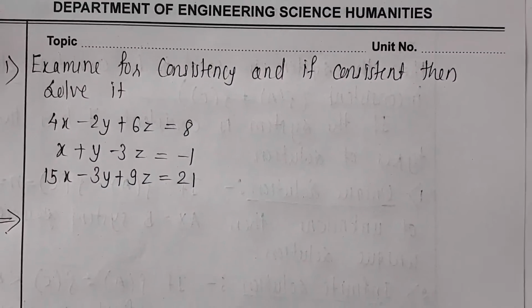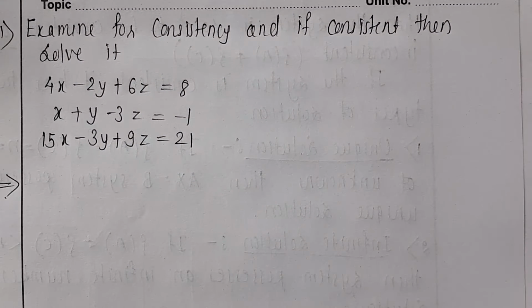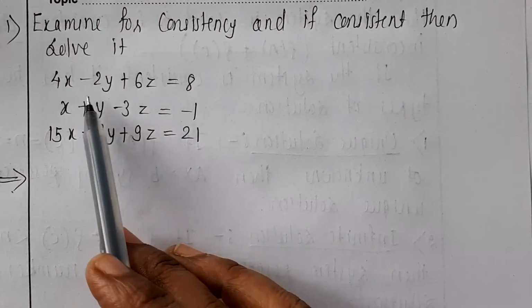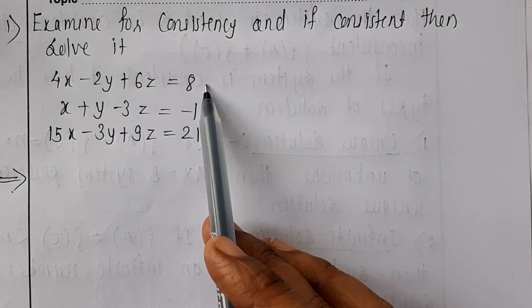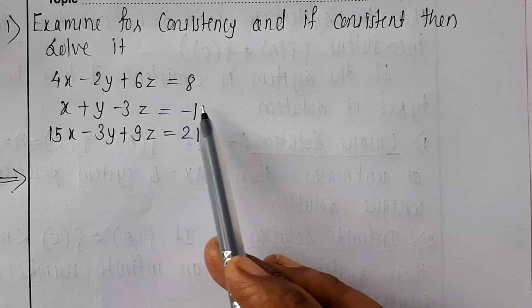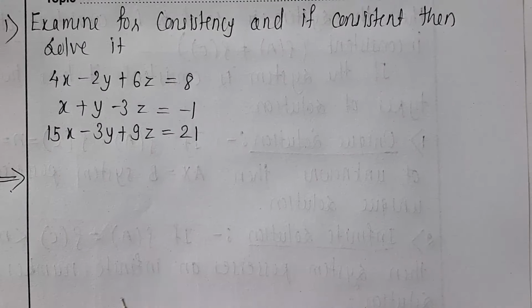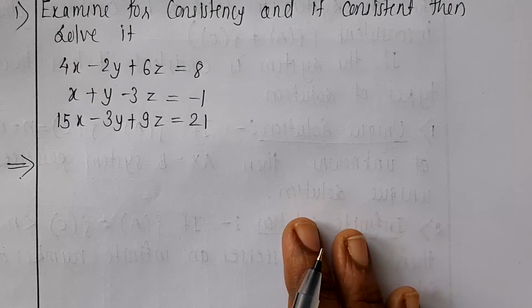So let us see the first example. Examine for consistency, and if consistent, then solve it. x minus 2y plus 6z is equal to 8, x plus y minus 3z is equal to minus 1, and 15x minus 3y plus 9z is equal to 21. Now see how to solve this example.